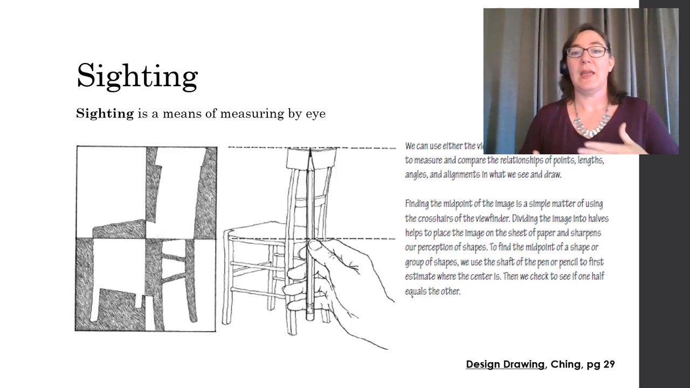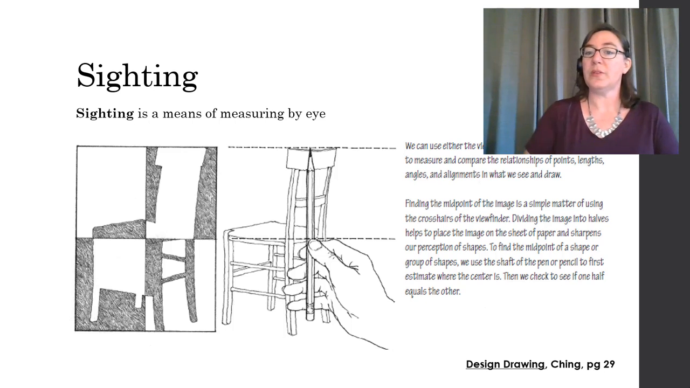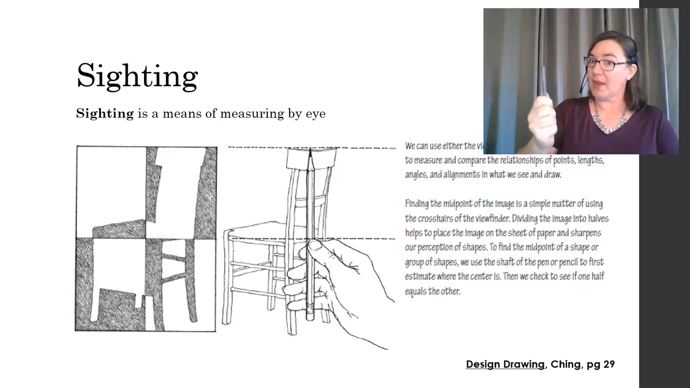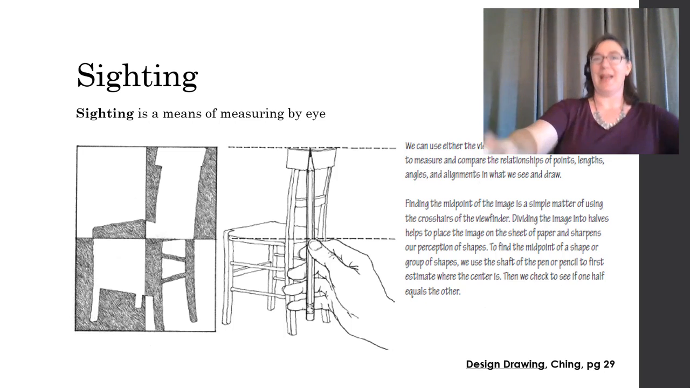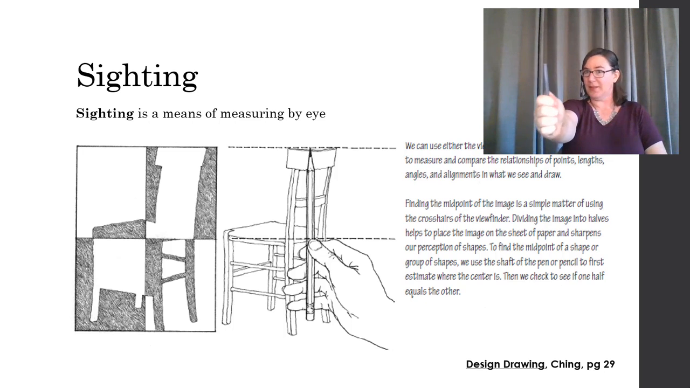And here's an example of how to find the midpoint, the center of an image. You're going to use the shaft of your pen or pencil to estimate, let me back up, to estimate where that center is, and then check it. Was that actually the center? Yes, it was.